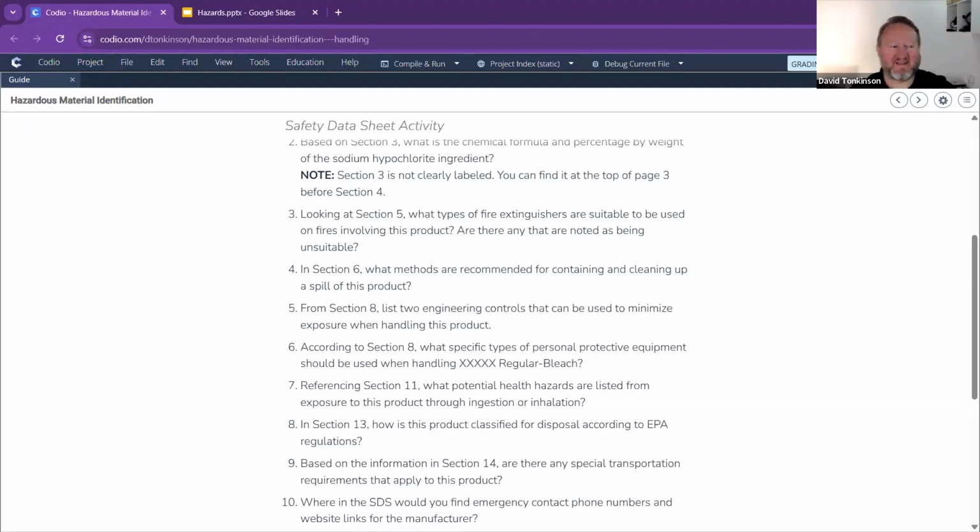Okay, shuffling on to number 7. I think everyone's prepping it now. Number 7, reference section 11. What potential health hazards are listed from exposure to this product through ingestion or inhalation?